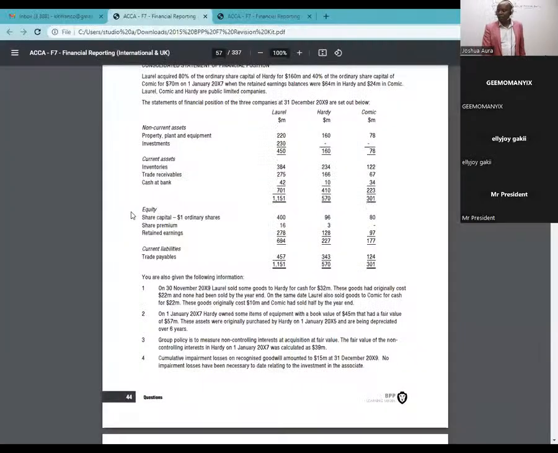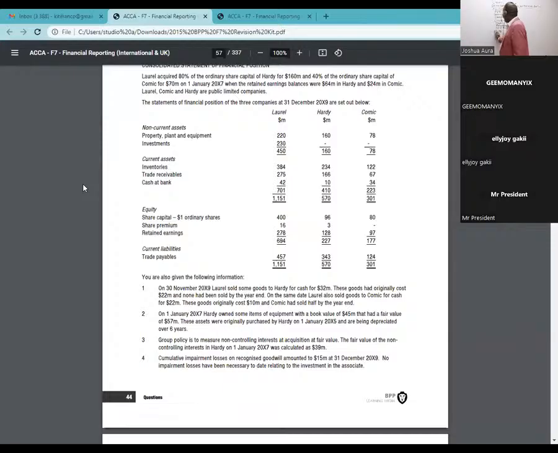Now we go to the next item, trade receivables. I can see figures of 275 and 166. Then we have cash at bank, 42 and 10. 42 plus 10, so that I'll be able to have total assets there. And then I'll come and pick equity.